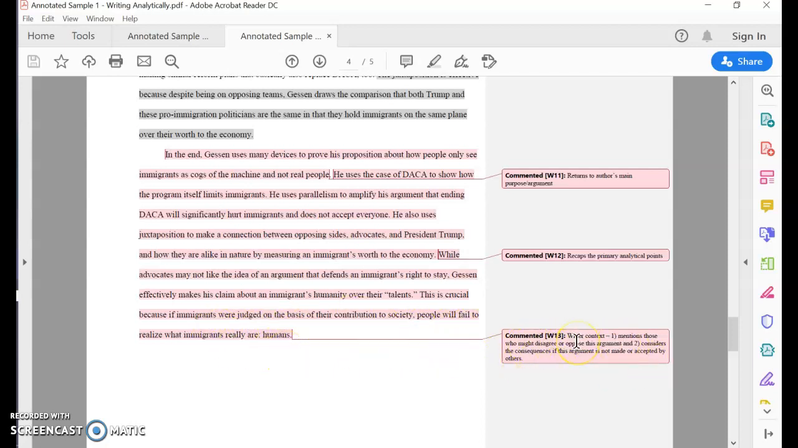So she mentions the fact that people might disagree with this or oppose this idea, but also the consequences, the so-what factor that I think we talked about with the report maybe.